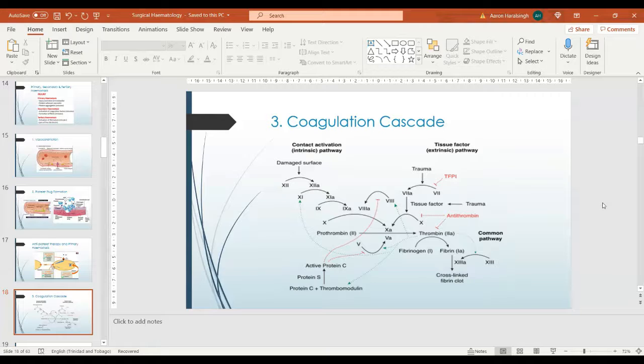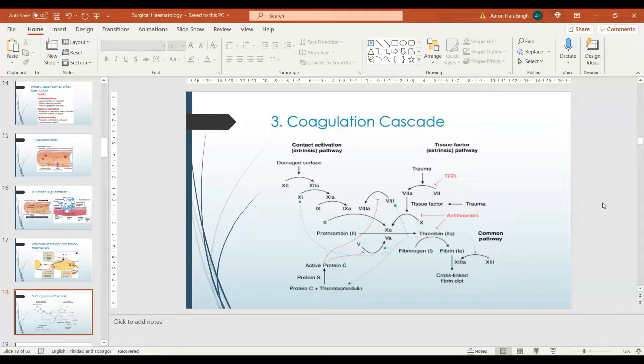5A, as well as prothrombotic activator and calcium, help in the conversion of prothrombin to thrombin, which is factor 2 to 2A, and then that helps in the conversion of fibrinogen to fibrin, which is 1 to 1A, and with the aid of factor 13 and calcium, it forms a cross-linked fibrin clot.